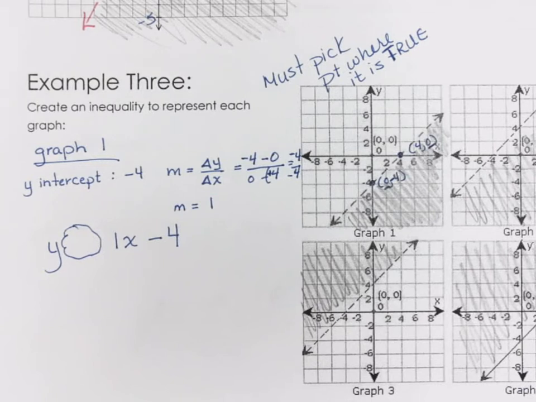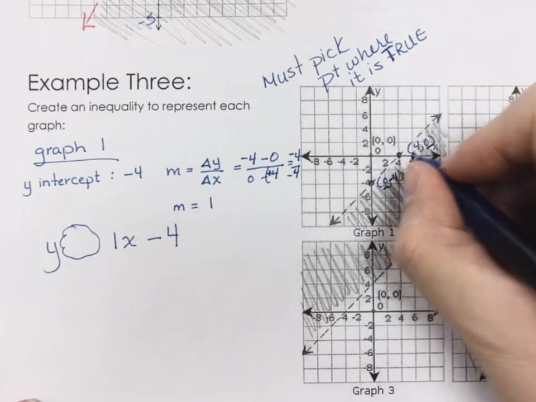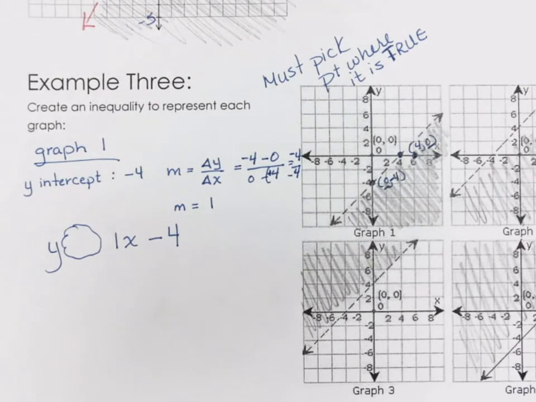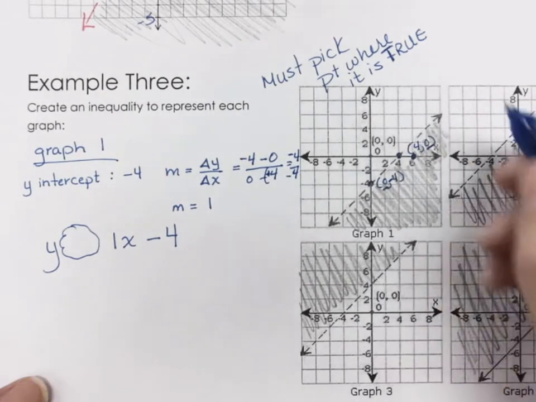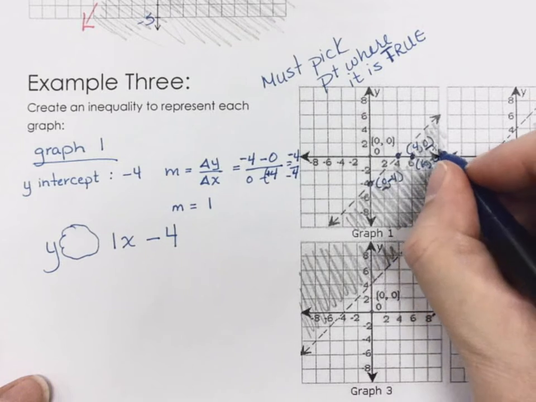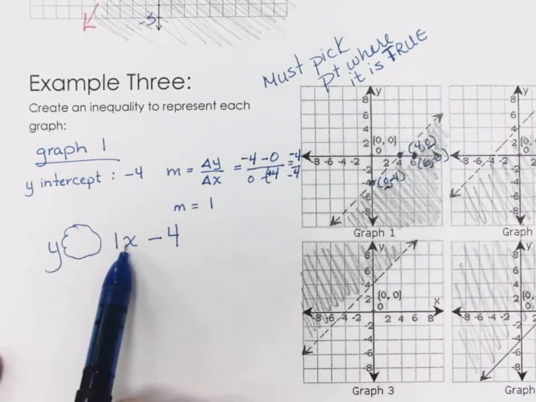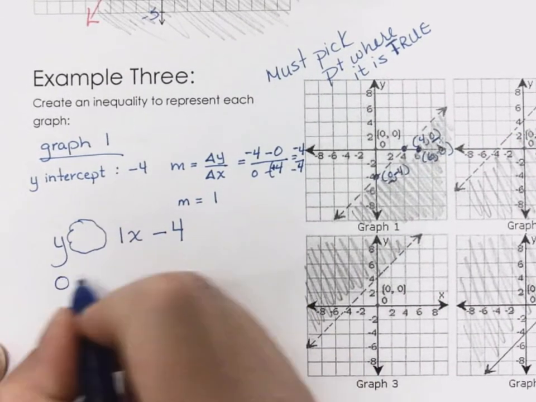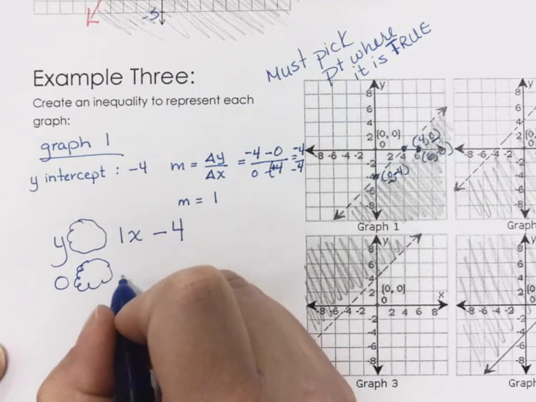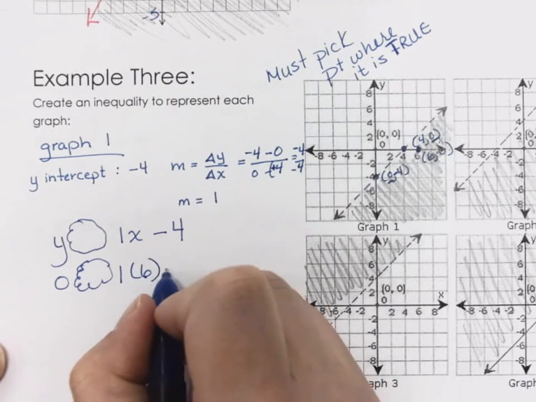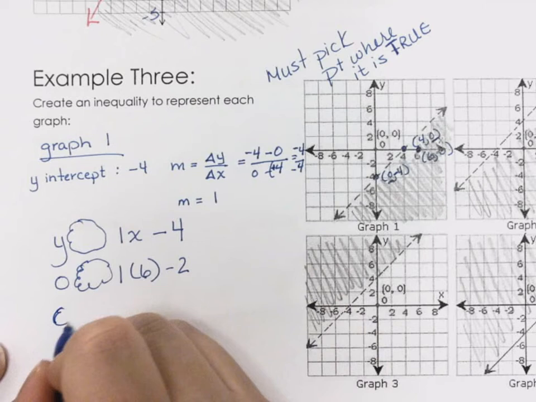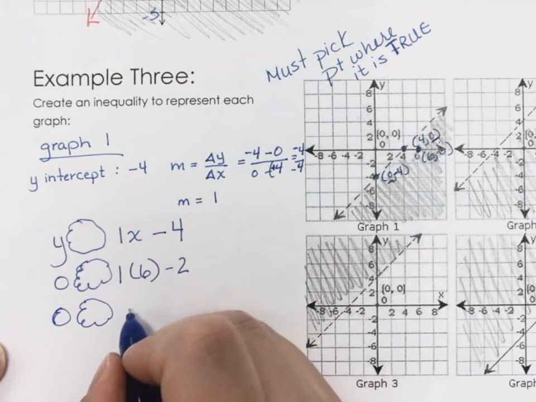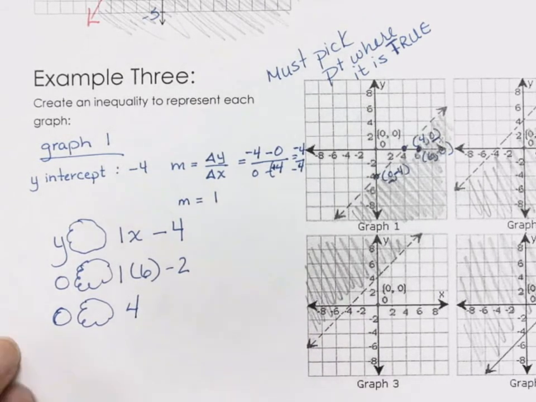Anybody? What's a coordinate pair in the shaded region? 6 and 0. Nice and easy point. Would you guys all agree that that point there is in the shaded region? Okay, so now we're going to use our point, 6 and 0, and we're going to substitute in where we see x and y. So 0, fluffy cloud, 1 times 6 minus 4. So 0, fluffy cloud, is 4.